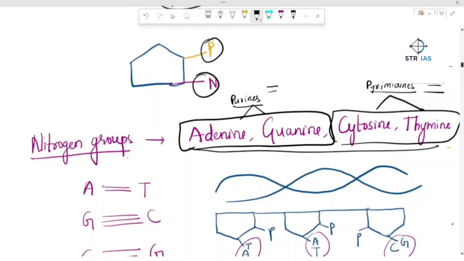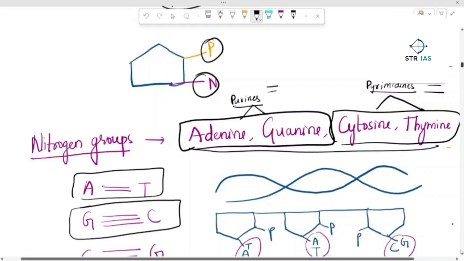Adenine will only tie up with thymine, and guanine will only tie up with cytosine. Okay.